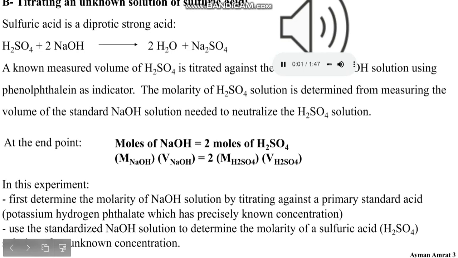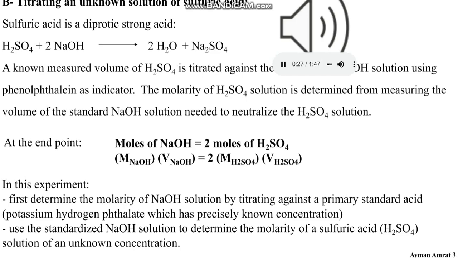The second part of this experiment is titrating an unknown solution of sulfuric acid with the standardized NaOH. Sulfuric acid is a diprotic strong acid. Diprotic means it contains 2 protons and reacts with 2 moles of NaOH in an acid-base reaction.